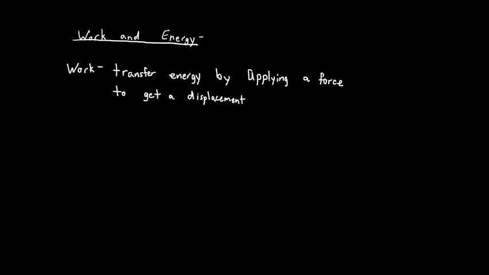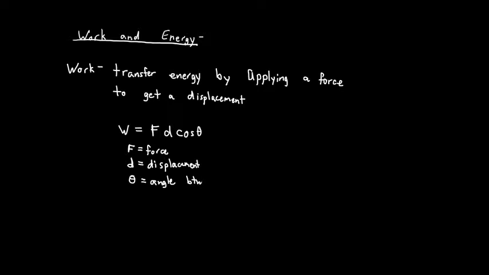Of course, in physics, we like to define things with equations. The equation that we're going to use for work is equal to a force, F, multiplied by a displacement, and then we have to multiply by the cosine of the angle separating those two. So F is the force, D is displacement, how far you travel from where you start, and theta is the angle between F and D, between the force and the displacement.